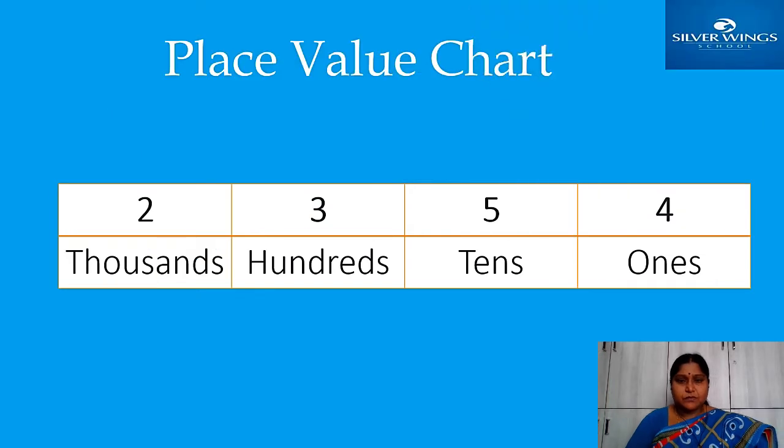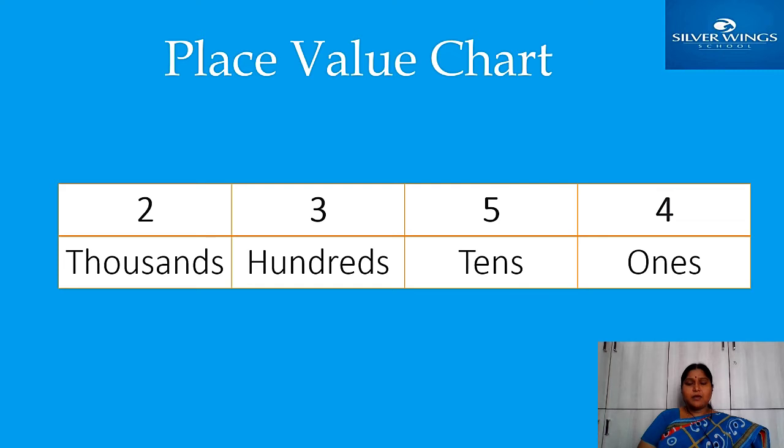Next, see here, I gave you the 4-digit number 2, 3, 5, 4. If you observe the screen, this is called the place value chart. Here, the number 4 is in ones place, 5 is in tens place, 3 is in hundreds place, and 2 is in thousands place. Always you should see the places from your right to left.